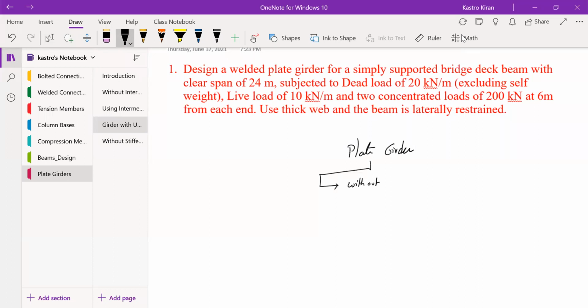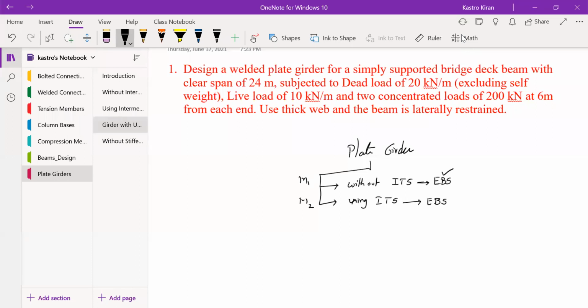intermediate stiffness, that is intermediate transverse stiffness. I'll write it in short form. And in the second model, we have seen using intermediate transverse stiffness. But remember here, without using intermediate transverse stiffness means you're going to use end bearing stiffness. Okay, we have used this one, that is end bearing stiffness. And in the second model, you have used intermediate transverse stiffness, along with that, you also have used end bearing stiffness. So both are used in the model 1, model 2 problems.